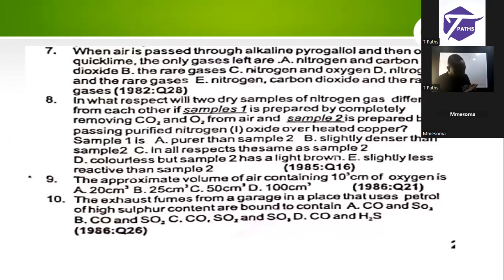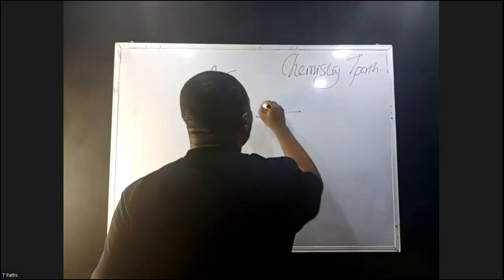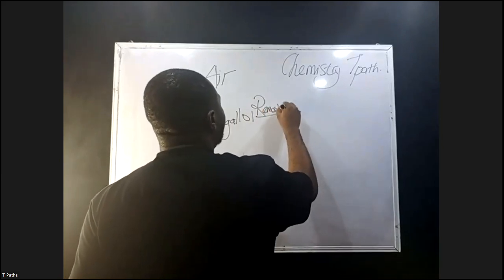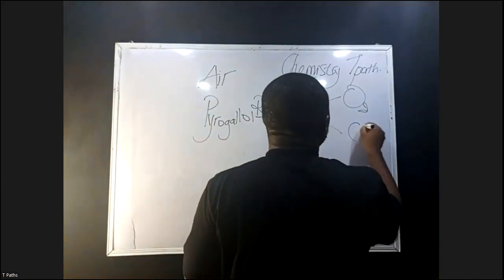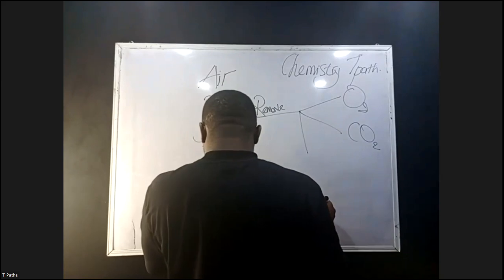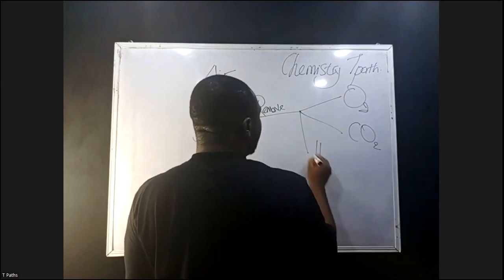What is the aim of doing that? The aim of doing that is to remove oxygen. Looking at the question, the reason I'm doing that is to remove oxygen. The next thing to remove is water, and also to remove carbon dioxide. So when you are using pyrogallol, it will remove three important things there: O2, CO2, and H2O.